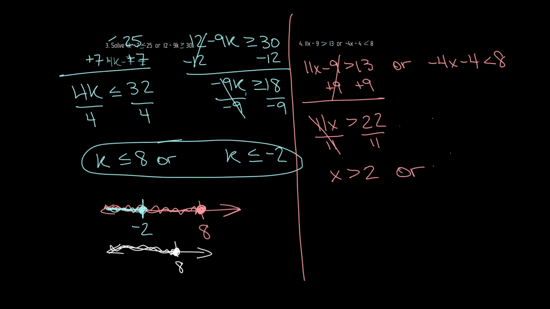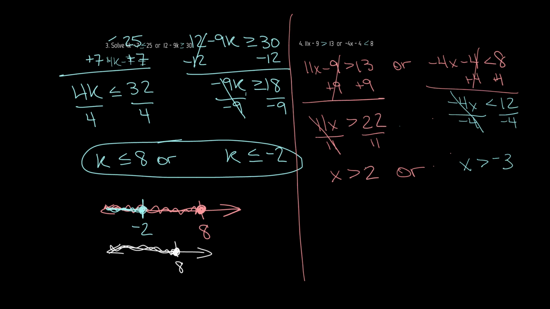Or, now let's solve this one. So I'm going to add 4 to both sides. When I do that, we cancel out. And I get negative 4x is less than 12. So in this step, I'm going to divide by negative 4. So I get x. We're dividing by negative, so make sure you remember to flip that sign. 12 divided by negative 4 is a negative 3.